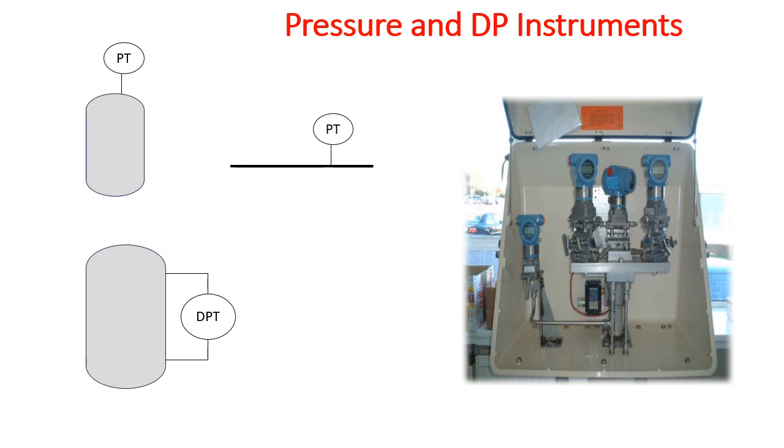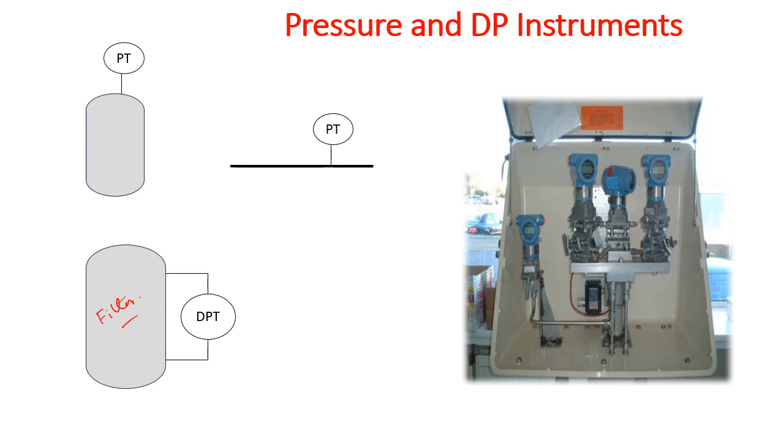So as you can see, if it is a vessel, on the top of the vessel, you will just show a PT here. If it is a line, you can show the PT like this. One line, and after that there is a PT. Very simple. And for the DPT, suppose there is a filter, and across the filter you need to know the differential pressure.